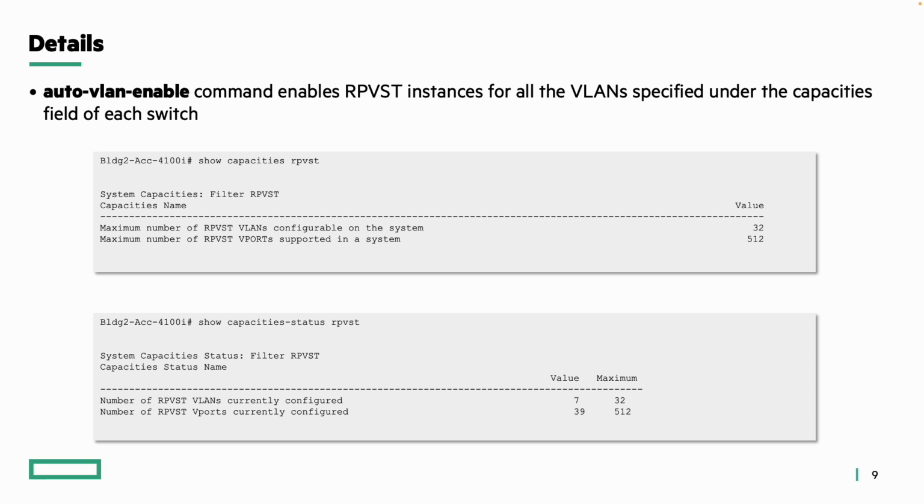In this case, let's say a user creates more than 32 VLANs or 512 vPorts in the case of a 4100i switch. Then RPVST is applied only up to the scale limit, which is 32 for VLANs and 512 for vPorts, and not beyond that.